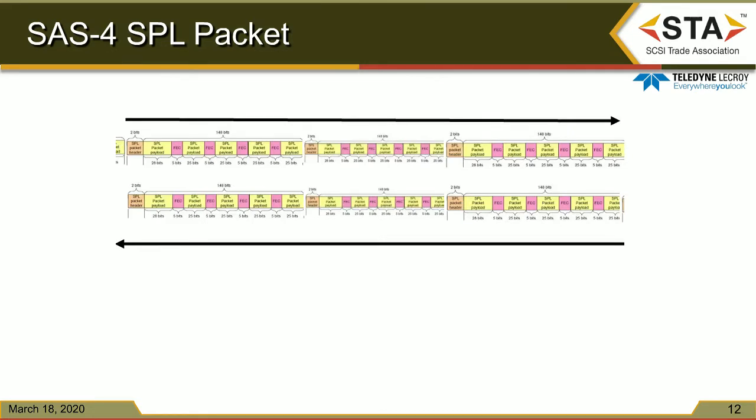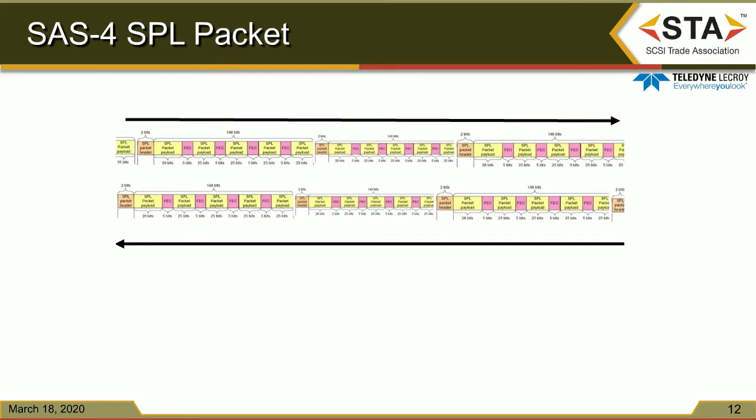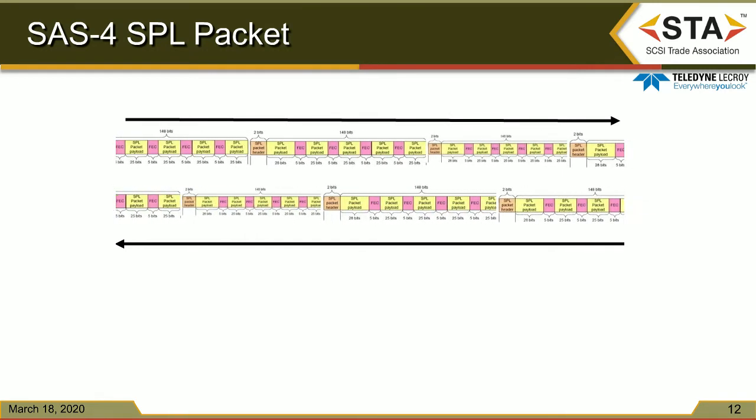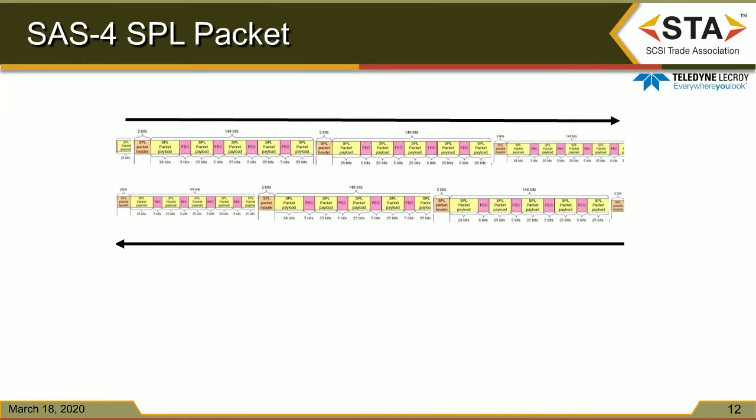SPL packets are sent sequentially, back to back, always, going in both directions, and there's basically always going to be an SPL packet on the wire, even though it may just be scrambled idle.